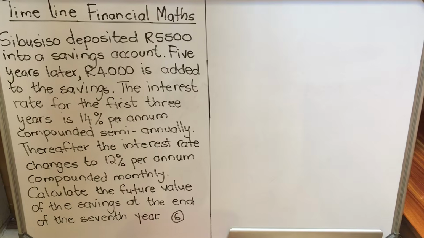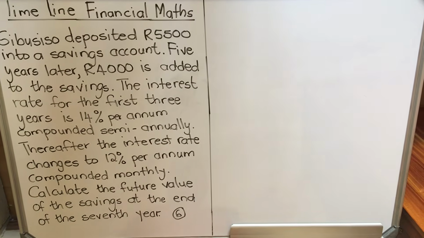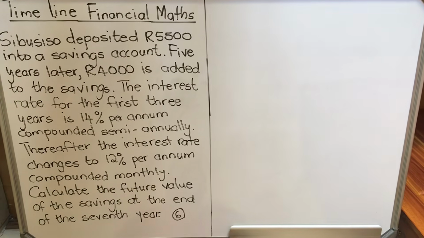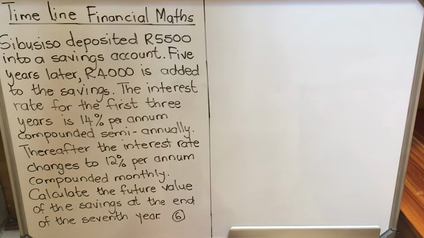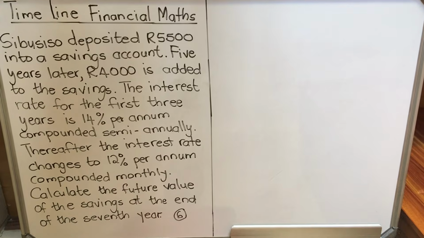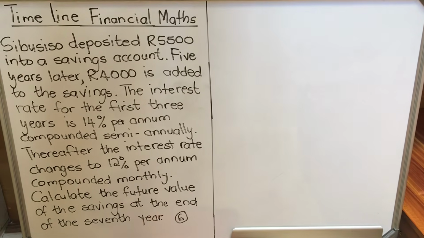Hello everyone, this is a lesson on financial maths, particularly timeline. It's called timeline because there are changes that are done to an investment. So to get it right, you need to draw the changes in a timeline so that you get them right. We're going to use an example to explain this topic. Let us read the example.